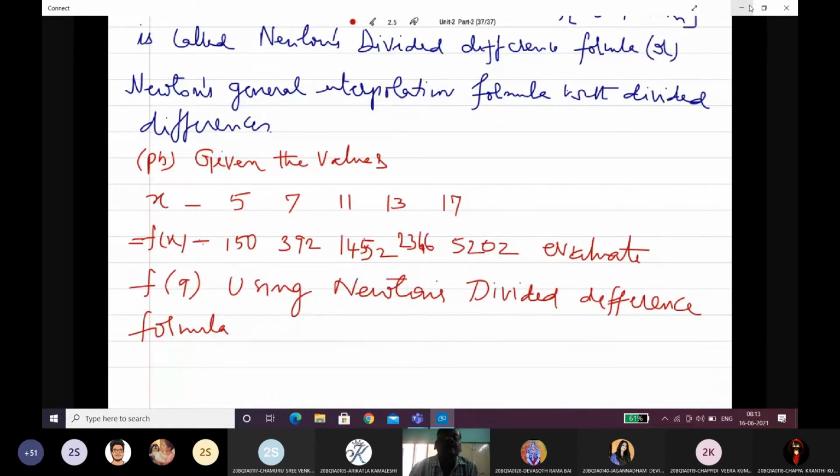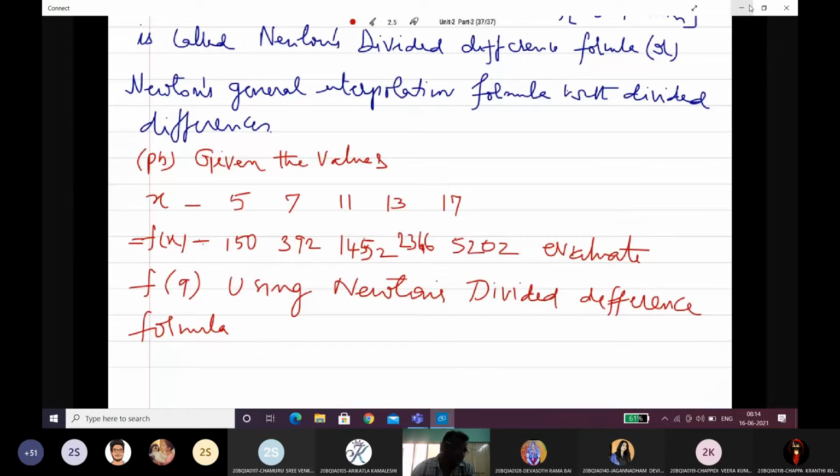Now here, observe the values of x: 5, 7, 11, 13, 17. The difference between 5 and 7 is 2. The difference between 11 and 7 is 4. The difference between 13 and 11 is 2. The difference between 17 and 13 is 4. That means it has unequal intervals. That is why we are going to use Newton's divided difference formula. Suppose the differences are equal, we can easily use Newton's forward, Gauss forward, or Newton's backward. We have 4 formulas for equal intervals. For unequal intervals, we have 2 formulas: Lagrange's interpolation formula and Newton's divided difference interpolation formula.